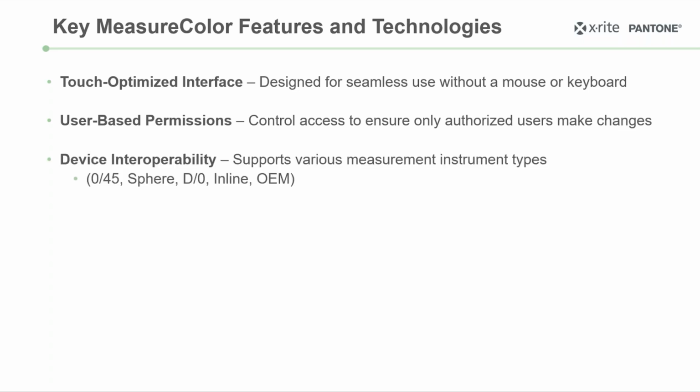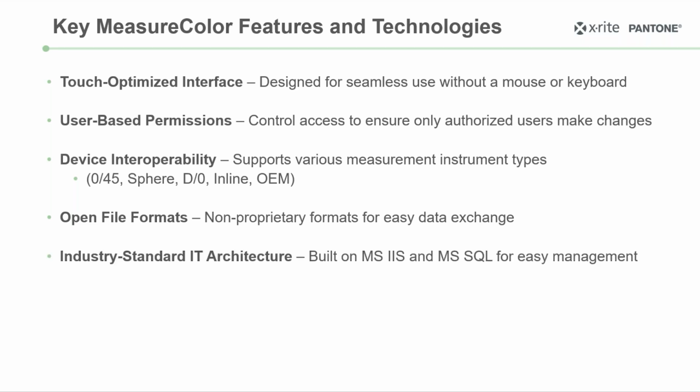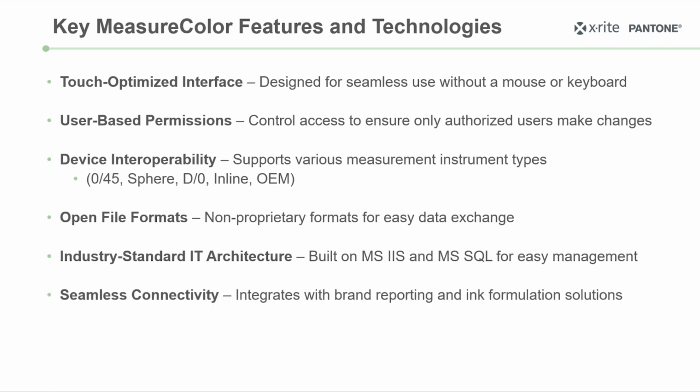All the MeasureColor modules have device interoperability, supporting different types of instruments. This includes 45, spherical, D0, inline, and even OEM devices built onto the press. We also utilize open file formats. These are non-proprietary formats that you can use to easily exchange data, whether that's bringing data in or sending data out. A key feature is how we're built around industry standard IT architecture. The back end, what powers MeasureColor, are 2 Microsoft technologies that are very well known by IT departments, very easy for them to administer and integrate into your environment.